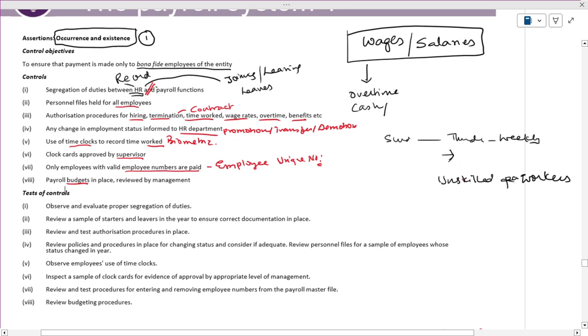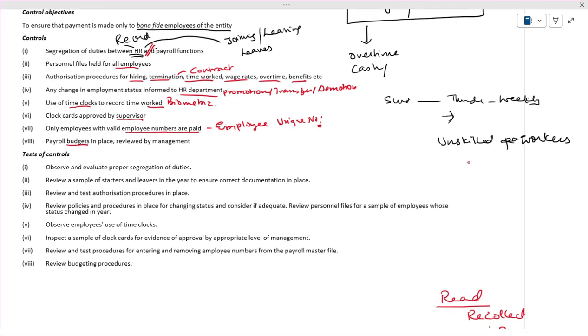Fine. When you are talking about HR and payroll, it is very simple: segregation of duties. You see everywhere there will be a segregation. That is the basic focal point of auditing. Review a sample of starters, people who have joined and who left the organization in the year or in the month, for correct documentation: when they left, when they joined.